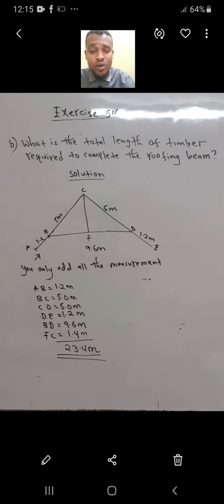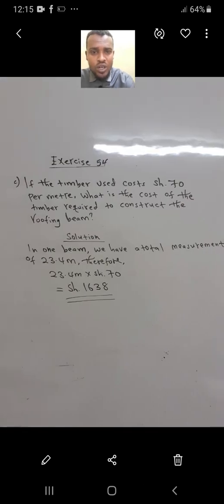The total measurement is 23.4 meter. If 1 meter is 70 shilling, 23.4 will be how much? What will you do? In 1 beam we have a total measurement of 23.4 meter. Therefore 23.4 meter times 70 shilling. The answer will be 1,638 shilling for the whole beam.